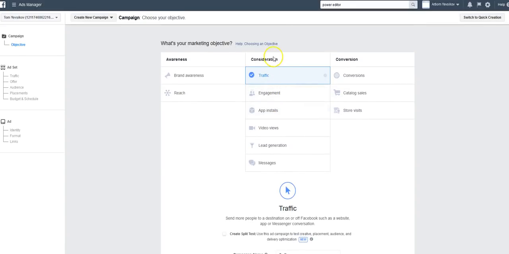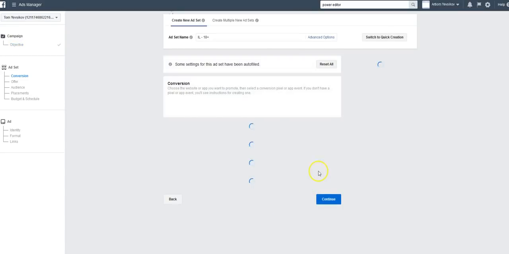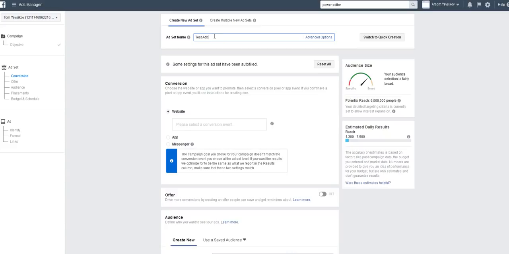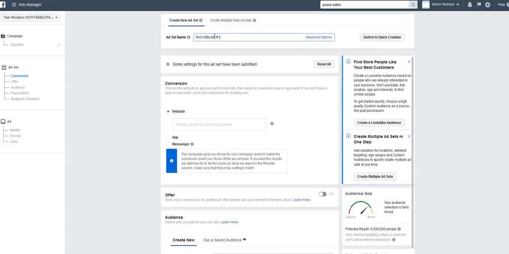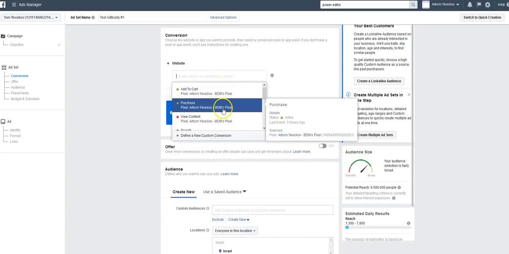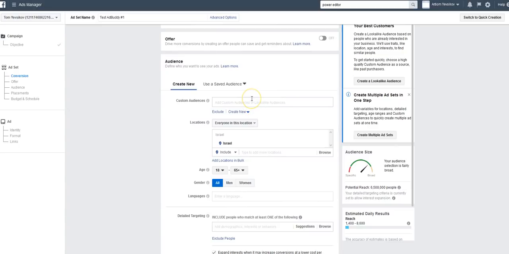So let's find ourselves a goal. We're going to use conversions. We're going to use conversion pixel of conversion. We're going to call this campaign test for AdBuddy, right? All right. Click through. I'm going to name the ad set test AdBuddy version number 1. Purchase as a conversion event. All right.